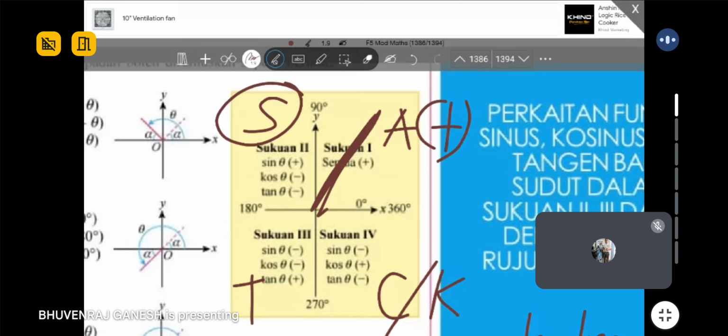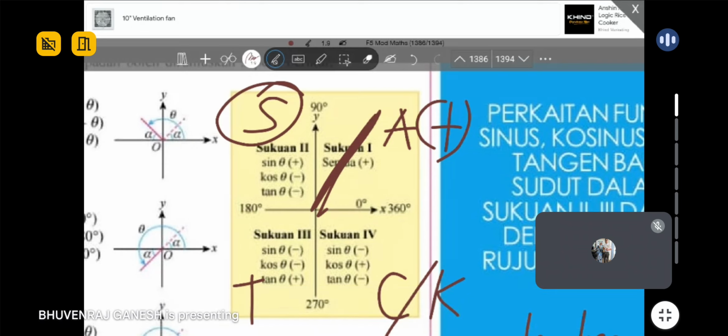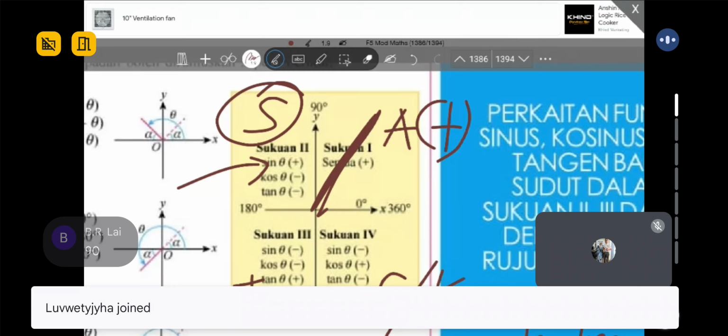Okay, so for this one, S. S means sine positive, correct? So sine positive, cos dan tangent akan jadi negatif, because only one of them can be positive in the second quadrant. Again, you can try and see any angle. Guys, cuba cadangkan kat saya satu sudut yang kamu tahu dalam kuadran kedua. Cuba type kat ruangan komen. Can you all give me one angle in quadrant 2?